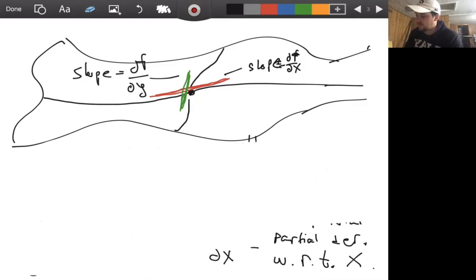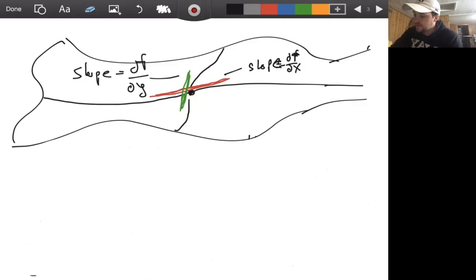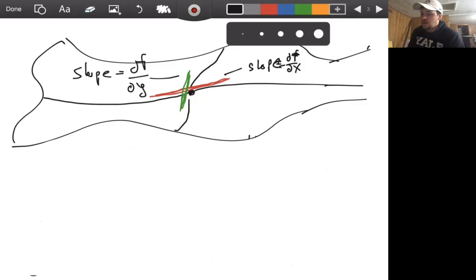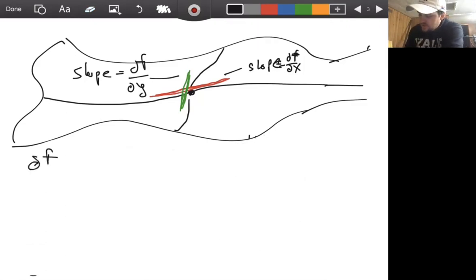Save me having to draw this again. Okay. So let's find a definition for the partial derivative of f with respect to x.